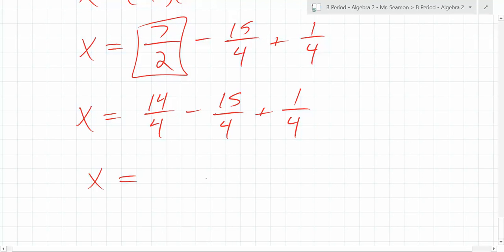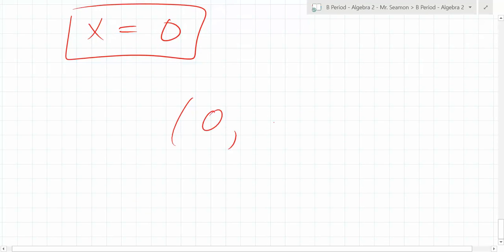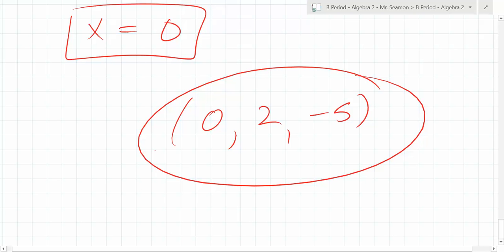Does it come out to be 0? Is that a valid answer? Is 0 an answer? Sure. So what do we think the answer is? 0, comma, 2, comma, negative 5. That is totally a valid answer. Put everything away.